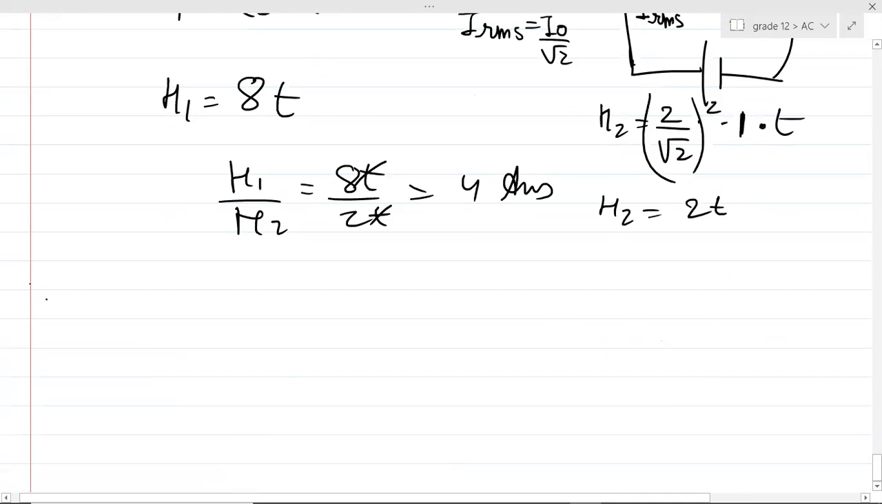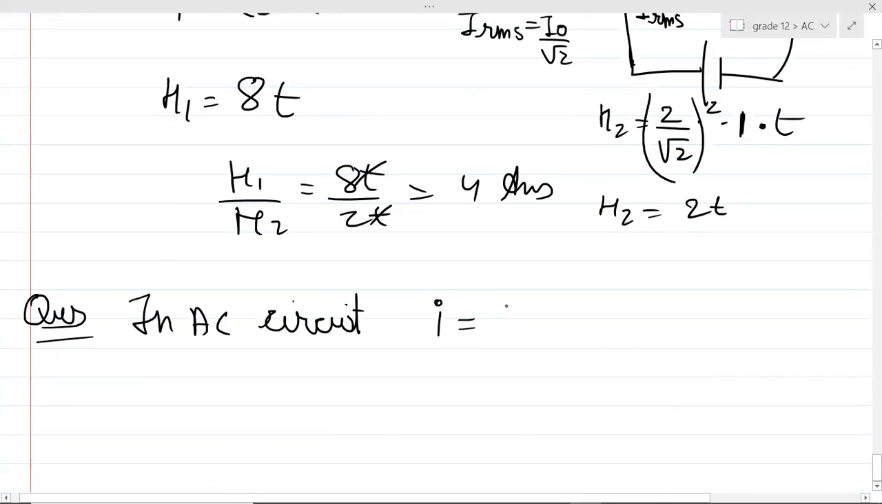Now suppose in an AC circuit, the net current flowing through the circuit is given by I equals I1 sine omega t plus I2 cos omega t. What does this mean, sir? There are two sources connected in the circuit and both are producing AC current, and one is producing this and another one is producing this. So by superposition I have written this equation.